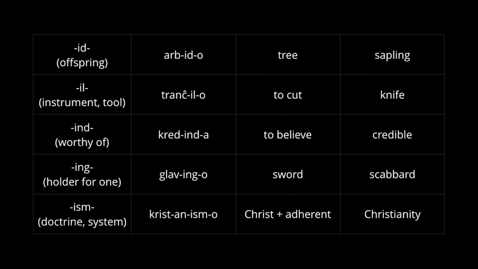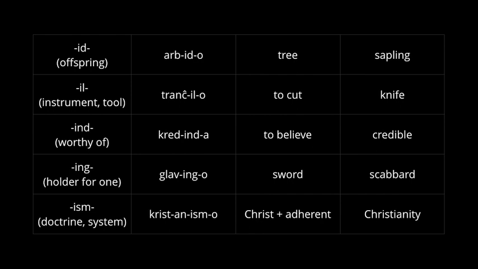Ind means something is worthy of something. It's not just possible to do something, it deserves it. That's the subtle difference between ind and ebl. Amebla means that something is lovable. Aminda means that something really deserves to be loved. It's really love-worthy. So if kredi is to believe, kredinda means that that person is credible. They deserve to be believed.